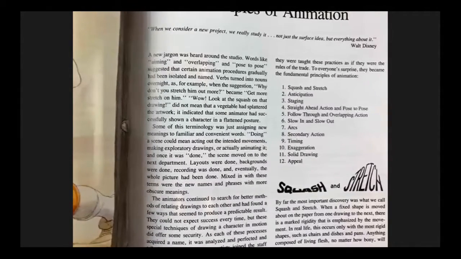So squash and stretch is all about how an object doesn't just stay here. Go back to me for 1 second, Scott.